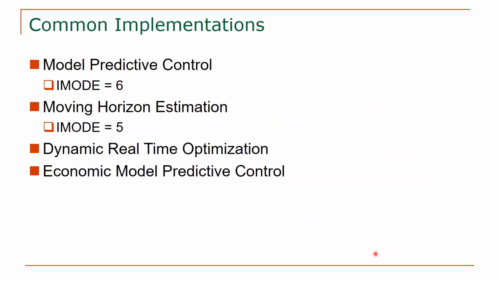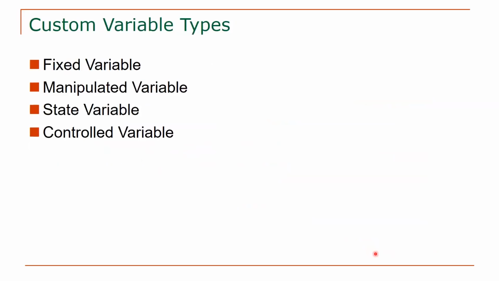Common implementations of dynamic optimization include model predictive control, moving horizon estimation, dynamic real-time optimization, economic model predictive control. So for model predictive control and moving horizon estimation, we have some features built in to facilitate those modes, modes 5 and 6, which we'll look at here. We also have custom variable types that facilitate these dynamic optimization problems. The vocabulary is borrowed from the process control community. Manipulated variables, controlled variables, everyone recognizes.